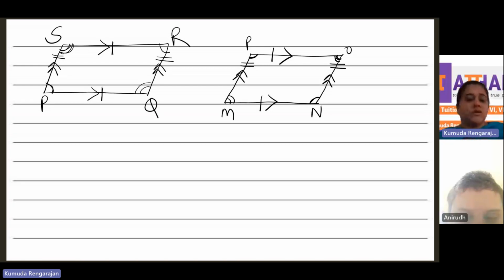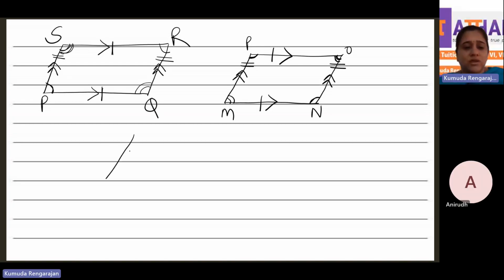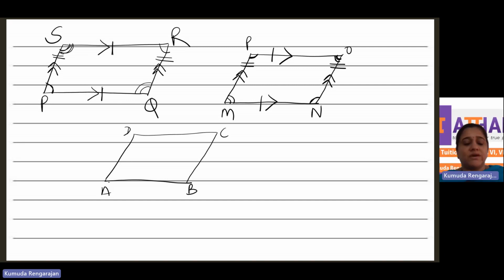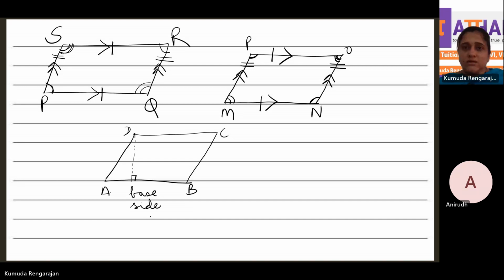All right. Now, in a parallelogram, you can draw an altitude to every side. For the side AB, also called the base, the altitude will come from here like this. An altitude is a line segment that makes 90 degrees with the base, and it comes from the vertex. From this vertex D, it will come perpendicular to the base.